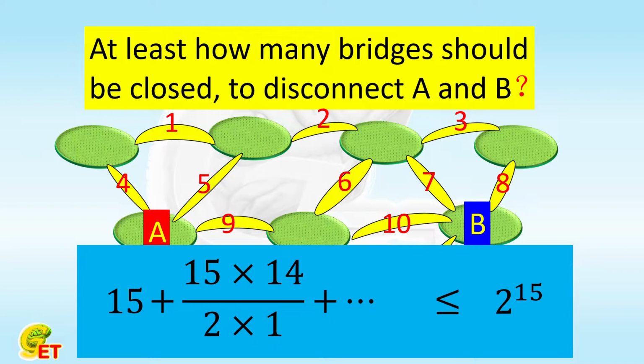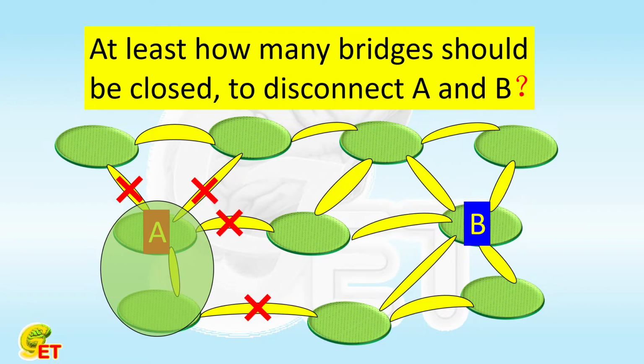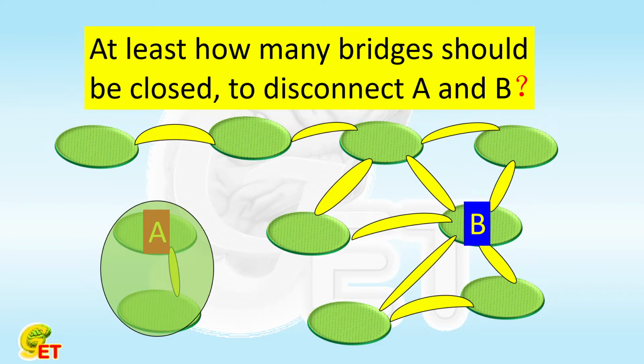For example, the following one. We can first close all the bridges which connect Island A to the outside: 1, 2, 3, 4. A total of 4. In this case, Island A and Island B are naturally disconnected. What if those bridges connecting Island A are not closed? We can regard one or several small islands, which are connected to Island A, together with Island A, as a whole. Like this. And then close all the bridges which connect them to the outside: 1, 2, 3, 4. Still 4. After closing them, A and B are of course also disconnected.